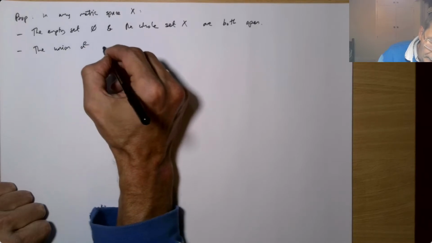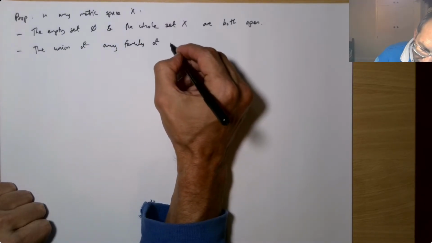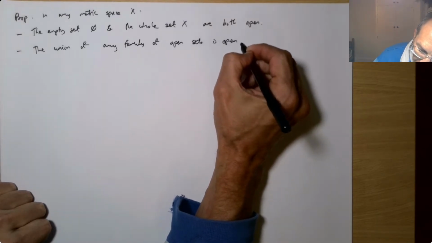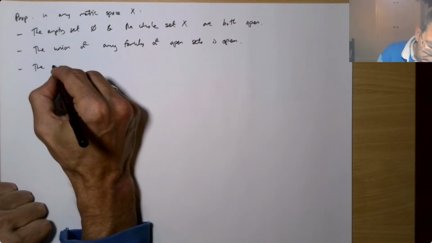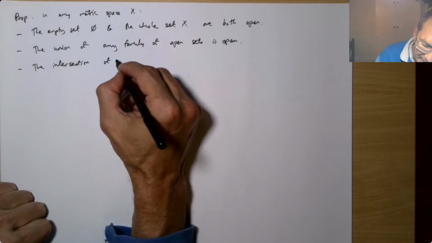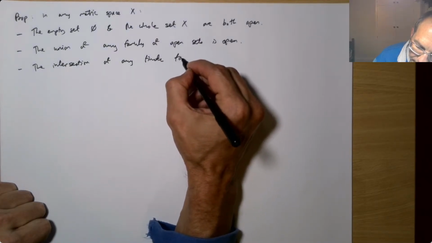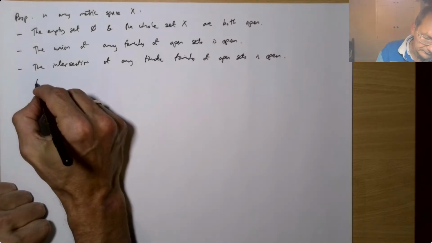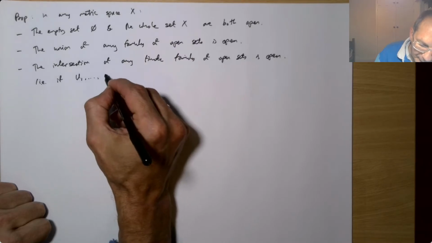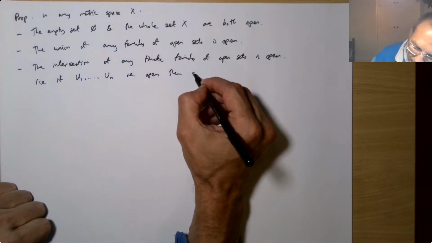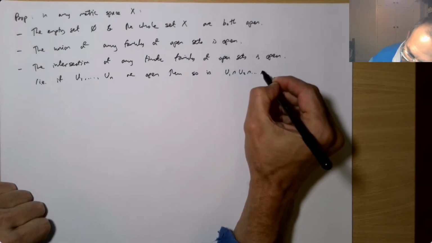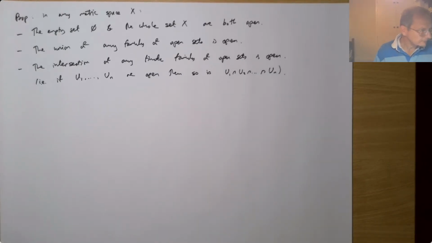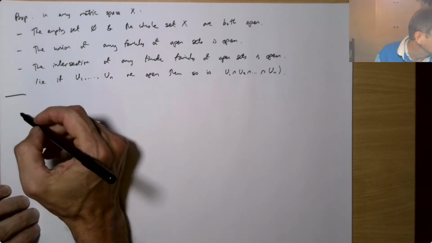And then the union of any family of open sets is open. And then the intersection of any finite family of open sets is also open. So in other words, if U1 up to UN are open, then so is U1 intersect U2 up to UN. Okay. I'm not going to say anything about the proof of that here. That's proved in the metric space notes or in just about absolutely any book that you might look at with metric spaces.